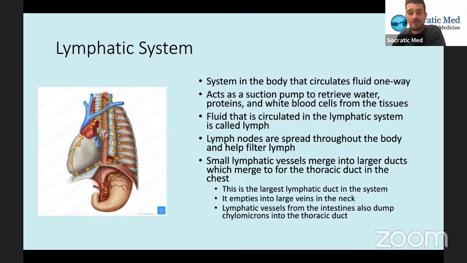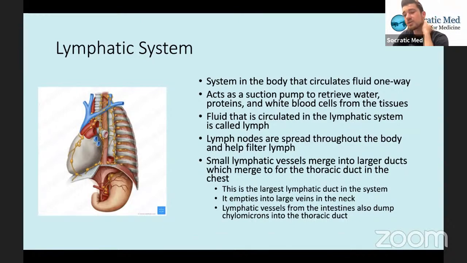So it's not like a heart where we have the pump going. It's basically just smooth muscle contractions and valves. It has a valve system so that there's no backflow. Smooth muscle contraction will cause the fluid to move forward, and then the pressure will just pull the fluid into the next chamber. And that's basically how the lymphatic system is circulated throughout the body. And the fluid that is in the lymphatic system is called lymph.